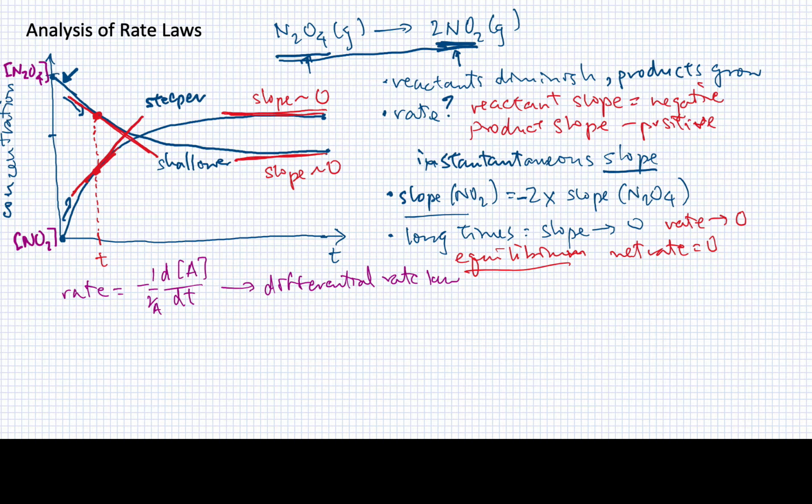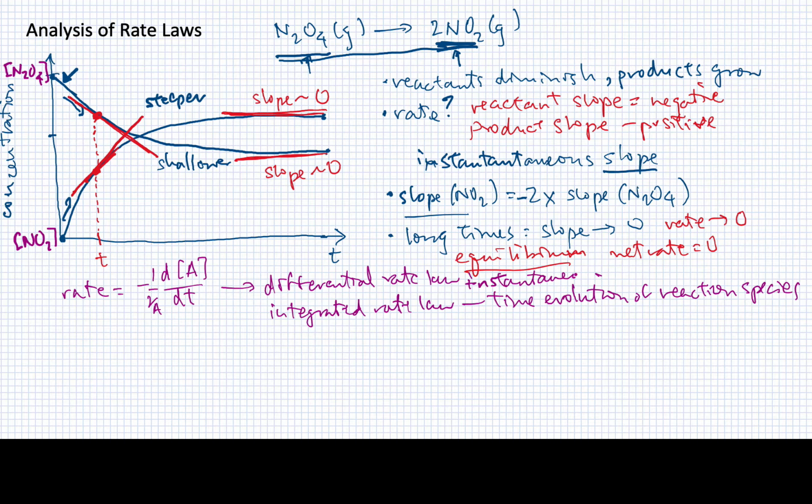All right, what else do we have in terms of rate laws? Well, in fact, what we've drawn here, this diagram, is indicative of another kind of way of describing the rate law that we'll call an integrated rate law. And the integrated rate law is basically telling us about the time evolution of the reaction species. So differential rate law is all about instantaneous change, and integrated rate law is all about the long term.